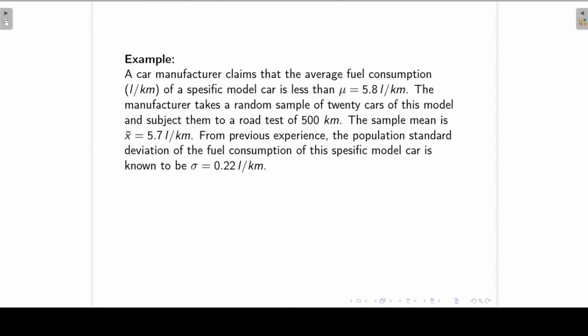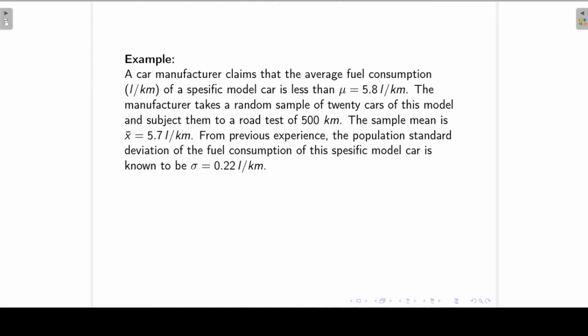A car manufacturer claims that the average fuel consumption in liters per kilometer of a specific model car is less than 5.8 liters per kilometer. The manufacturer takes a random sample of 20 cars of this model and subjects them to a road test of 500 kilometers. The sample mean fuel consumption is X bar = 5.7 liters per kilometer. From previous experience, we can assume that the population standard deviation of fuel consumption is equal to 0.22 liters per kilometer. So when we have something like this, the first thing would be to specify our hypotheses.